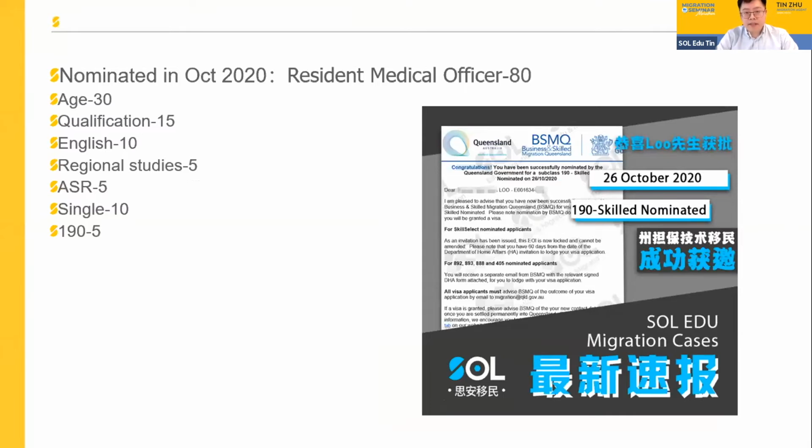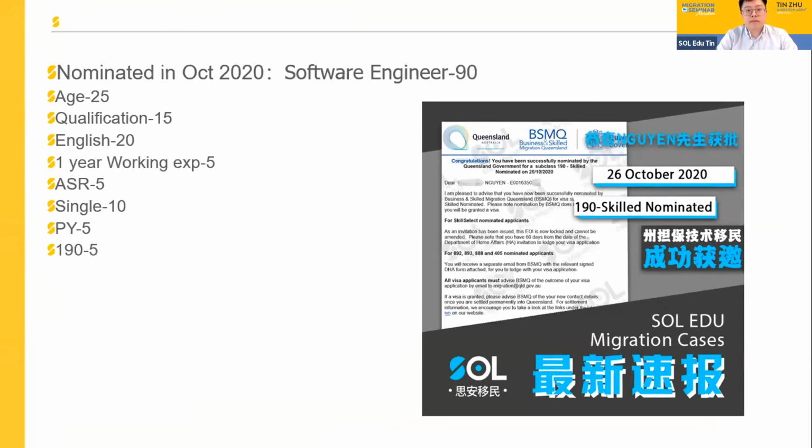Residence medical officer. This applicant is working in Logan Public Hospital. So we received this invitation quite early last year since they opened. So we received the invitation in October last year. Software engineer, 90 points. We also received the nomination in October last year.